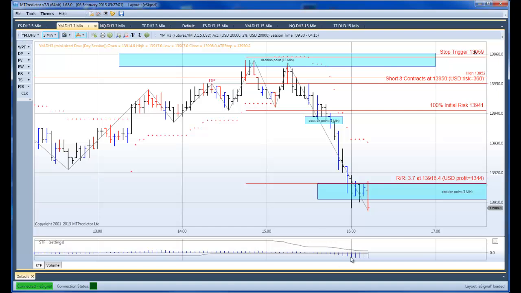As the STF was strong at that particular point in time, you could have actually then trailed it into the close for plus 4.6R, but even if you'd come out at the first target, a nice plus 3.7R would have been a very good result. So overall, it should have been a very good day for MTPredictor users, particularly when you add in the different time frames and some of the more advanced techniques that we teach here at MTPredictor.